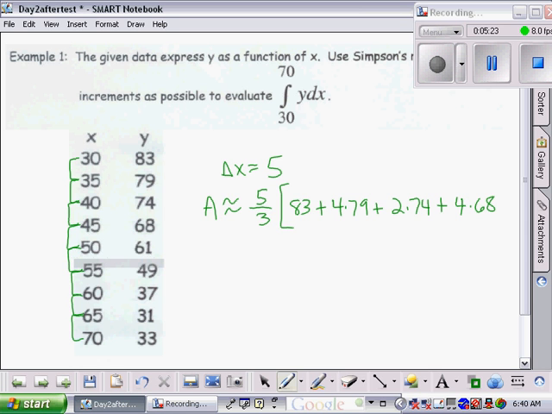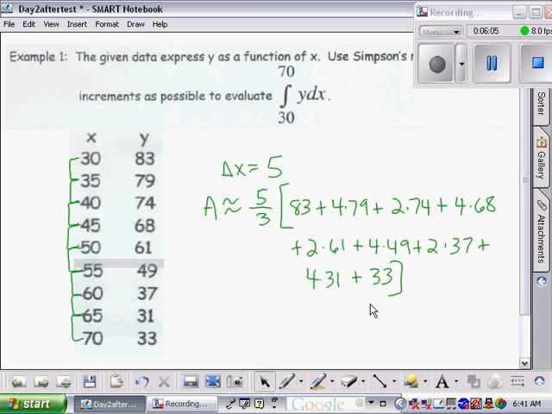So 4 times 68, 2 times 61, 4 times 49, 3 times 37, 4 times 31. Where did I get what? Oh, I'm sorry. I said 2 and wrote down 3. I'll fix it. I said 3? Okay, well, I was supposed to say 2. I don't know where it came from. But notice that this last one, Felix, this is the n minus 1. This is the second to the last y. It should always be multiplied by 4.